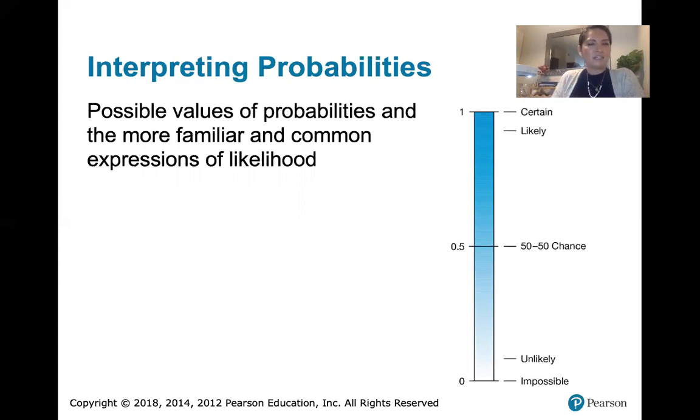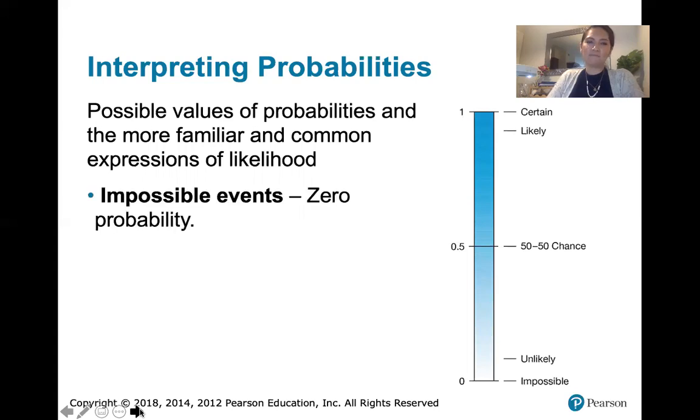Now again, probabilities aren't represented by percentages. They're typically represented by these numbers between 0 and 1 instead. But I think translating to percentages really helped me to understand what a probability is. So let's go through some common expressions of likelihood and the corresponding probability.